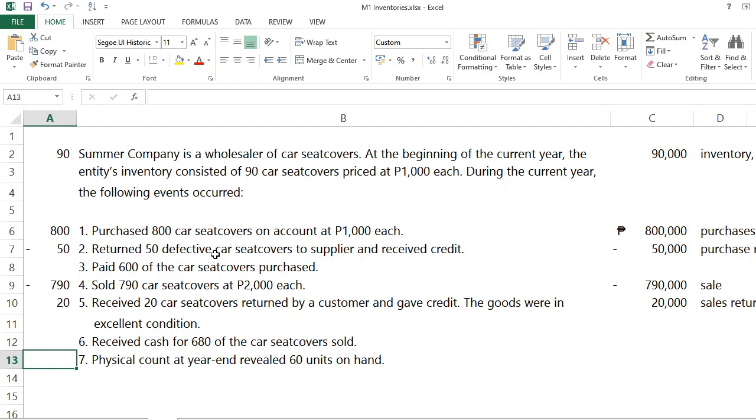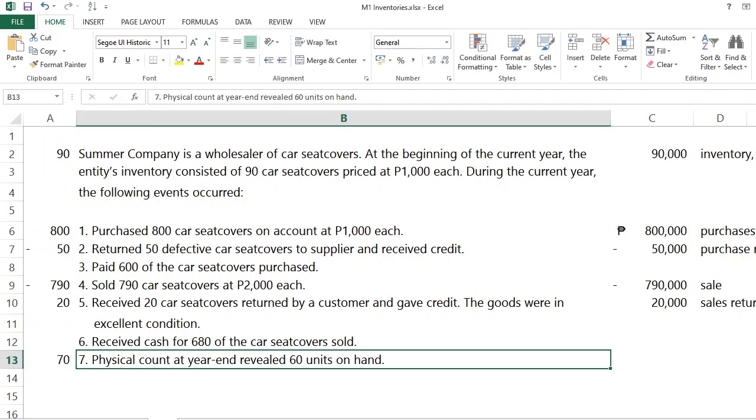So nakay 90 plus 800 minus 50 minus 790 plus 20, pila ang nabilin? Ay, bakit 30? Ulit. That's 90 plus 800 minus 50 minus 790 plus 20. Ayan, 70. So, do the math. Ang end niya is 70, right?